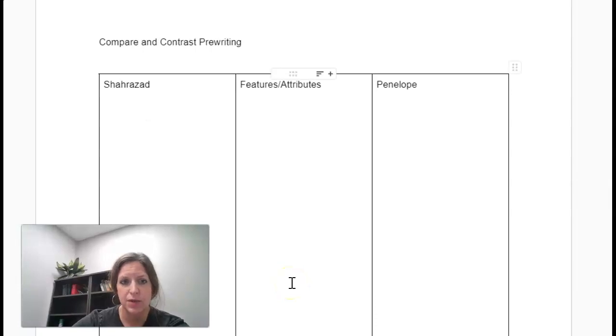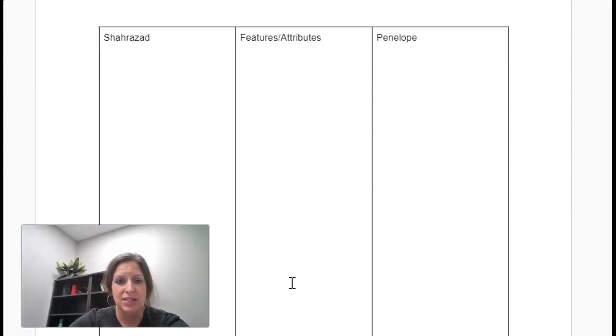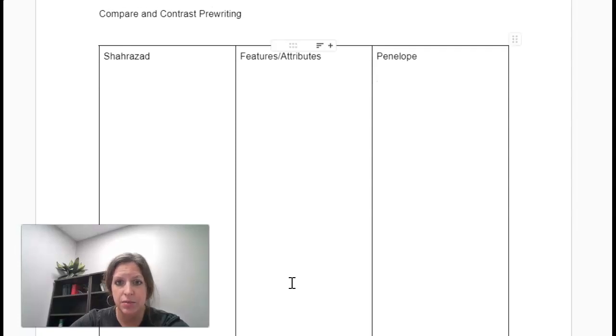If you missed class this week, you also missed that in class, we did most of our brainstorming for this essay. We went through this organization tool. It's in Blackboard. You'll put the features or attributes of the story here. Both stories, for example, have both women being smart or cunning, right? And talk about where you see that in Penelope, and where you see that in Sherazad.